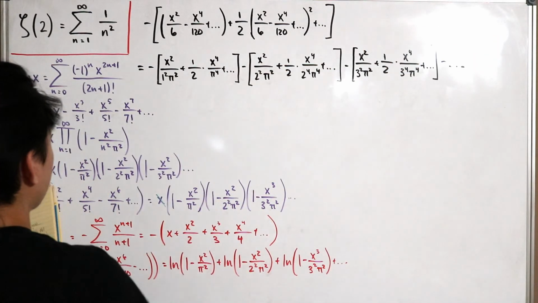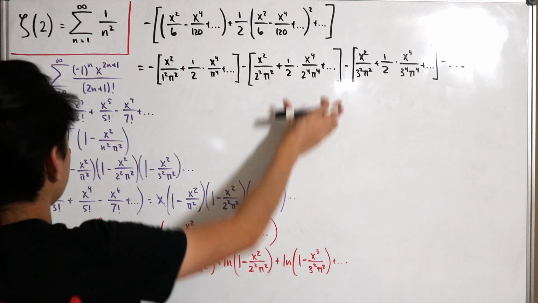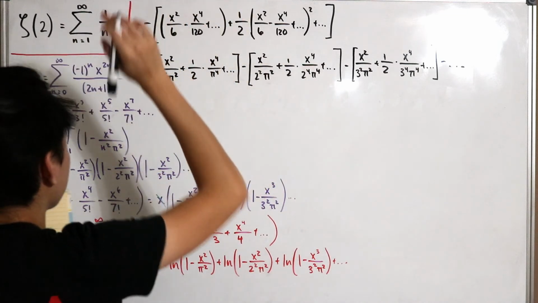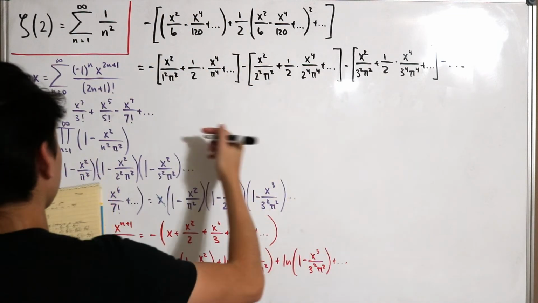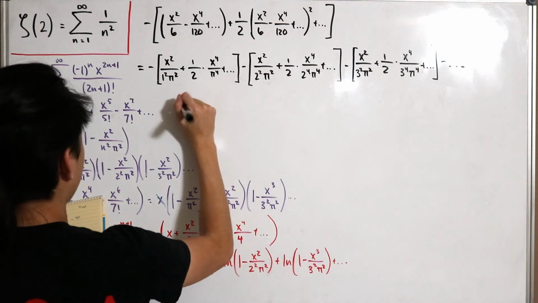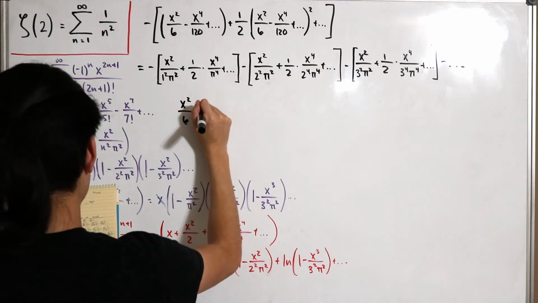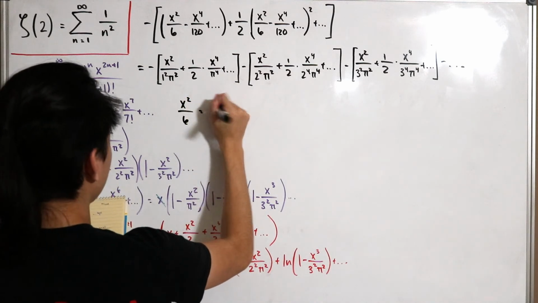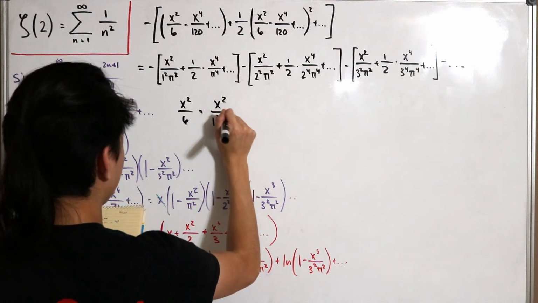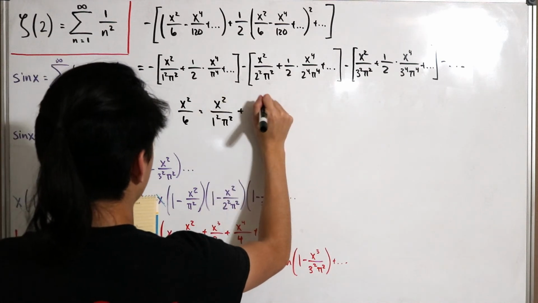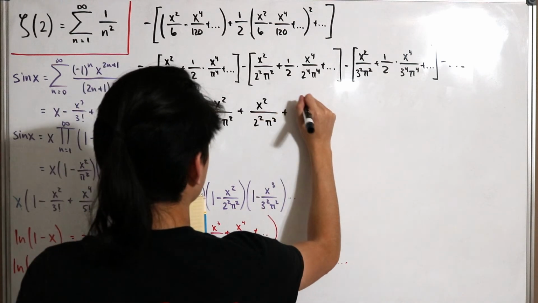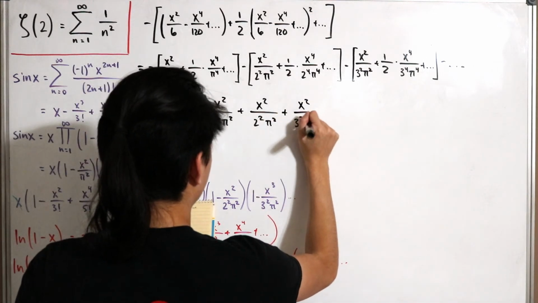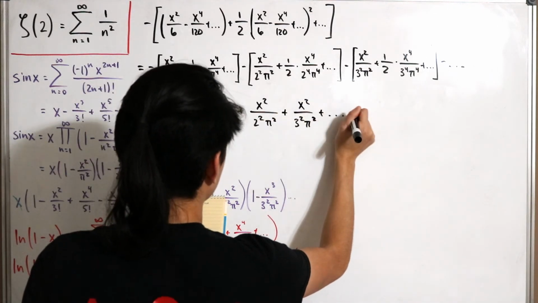And so now notice that everything has negatives, so I can factor out the negative here, there's a negative here, cancel the negatives on both sides, so now both sides of the equation contain positive terms. So we have now x squared divided by 6, and that's equal to x squared divided by 1 squared pi squared, add this with x squared divided by 2 squared pi squared, add this with x squared divided by 3 squared pi squared. We just keep going on and so forth.